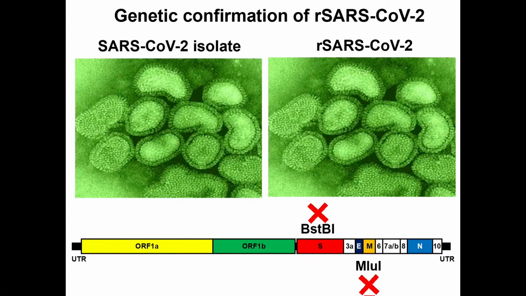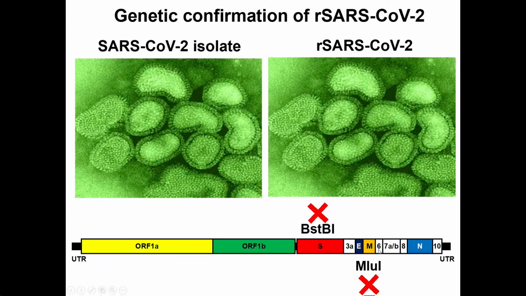Now, one important thing when you develop reverse genetic approaches, either for SARS-CoV-2 or for other viruses, is to introduce a genetic tag or a genetic marker that allows you to distinguish the recombinant virus from the natural isolate. In our case, what we did was to introduce 2 silent mutations in the viral genome that remove 2 restriction sites. One is this restriction site, BstEII, in the spike glycoprotein. The other one was a silent mutation in the membrane protein that removes an MluI restriction site.